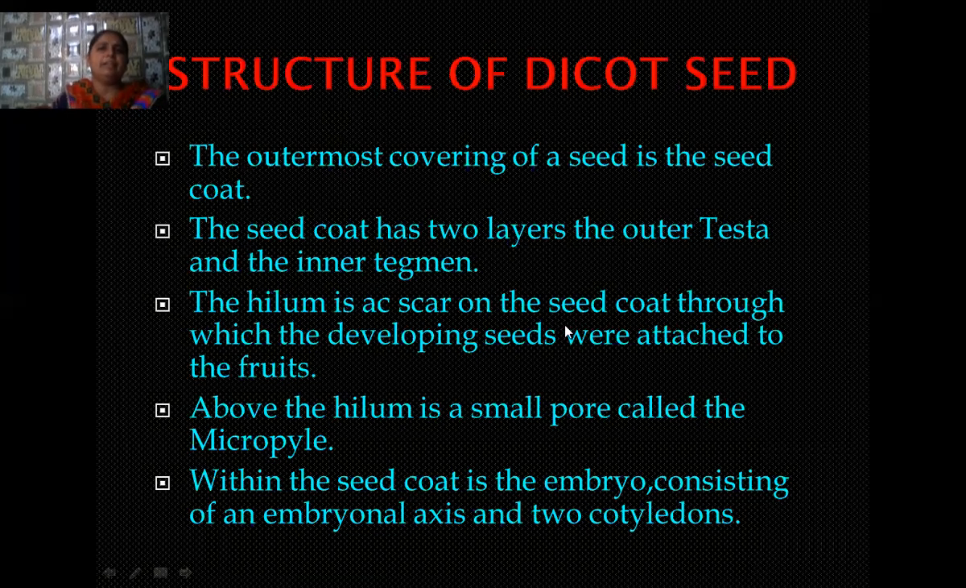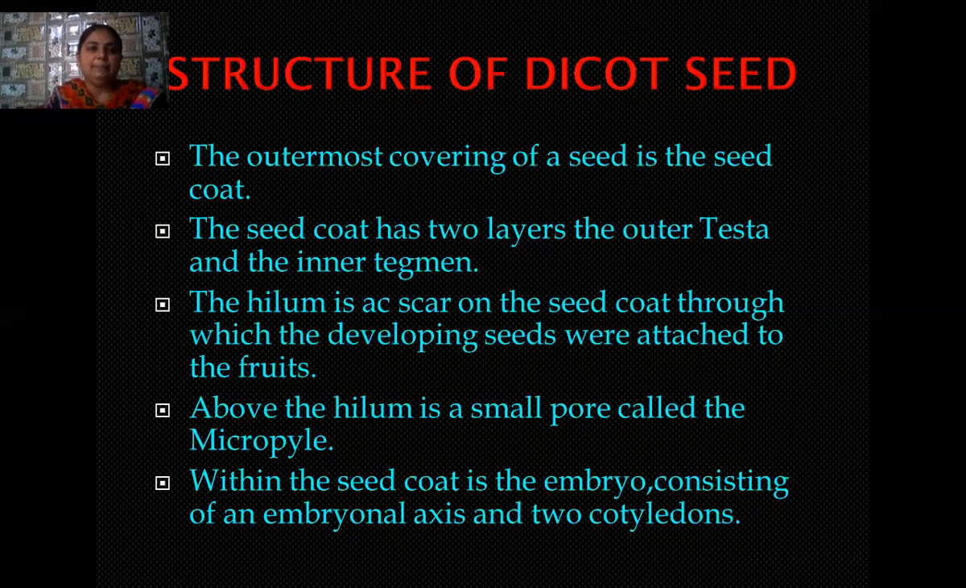Okay, student, here I have written a description about the structure of the dicot seed. So the outermost covering of the seed, you know very well, is known as the seed coat. And this seed coat has two layers. Always remember, the outer layer is known as testa, and the inner layer is known as tegmen. Then besides this, we have hilum. What is hilum? Hilum is a scar that is present on the seed coat, through which the developing seeds were attached to the fruit.